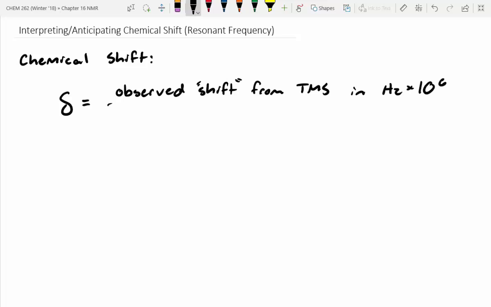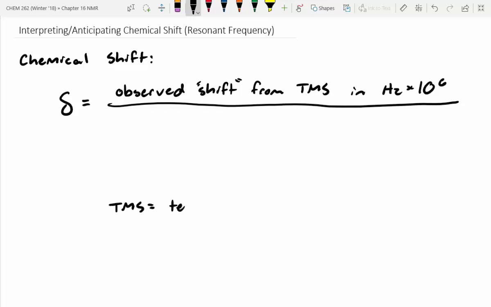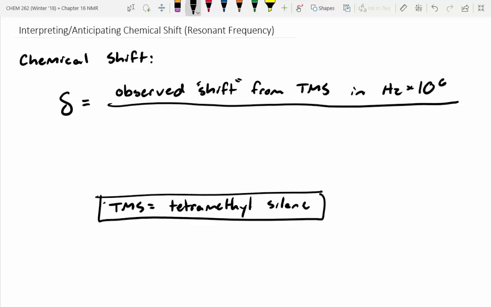Does anybody know what TMS is? You guys remember it from protecting groups? What was it in a protecting group? Yeah, protected OHs. It was a silane, right? When we were protecting alcohols, it was trimethylsilane. In this case, it's tetramethylsilane. So T will work in either case. So we'd say TMS is tetramethylsilane. That's kind of the reference standard used in all NMRs today.